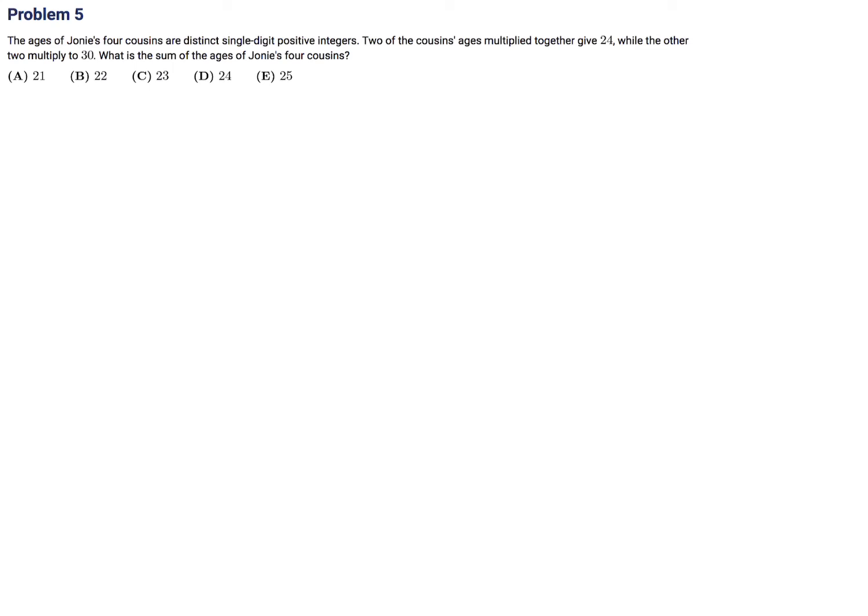The ages of Joni's 4 cousins are distinct single-digit positive integers. 2 of the cousins' ages multiplied together give 24, while the other 2 multiplied to give 30. What is the sum of the ages of Joni's 4 cousins?